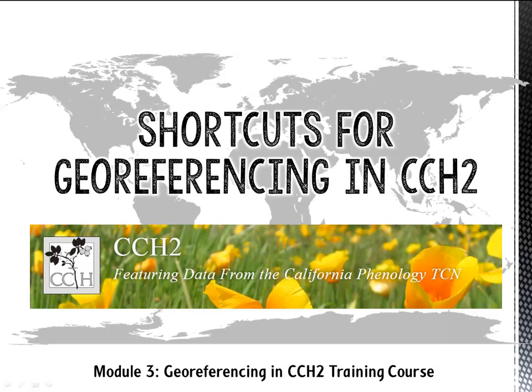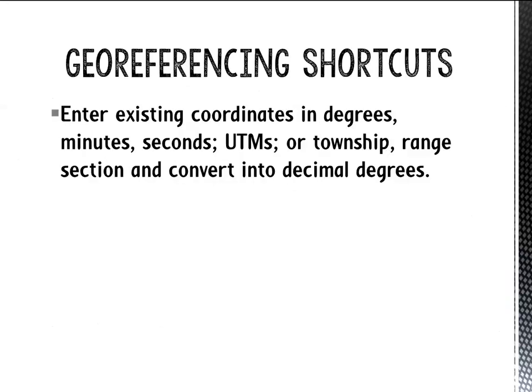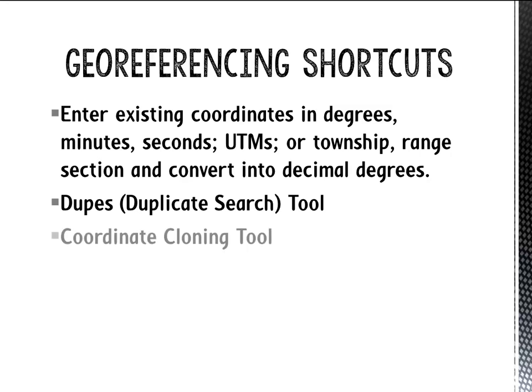Welcome to Module 3 of the Georeferencing and CCH2 Training Course. In this module, we will demonstrate a number of shortcuts for georeferencing in the CCH2 occurrence editor. When coordinate data already exists on the label in a different format, we can convert it into decimal degrees using built-in tools. We can also search for duplicate specimens using the Dupes tool, or we can use the coordinate cloning tool to find similar localities and import their georeference data.